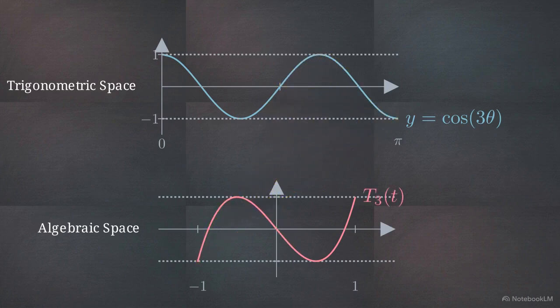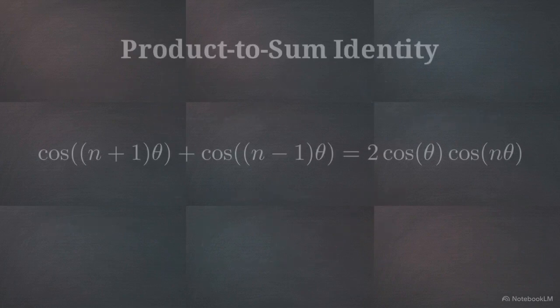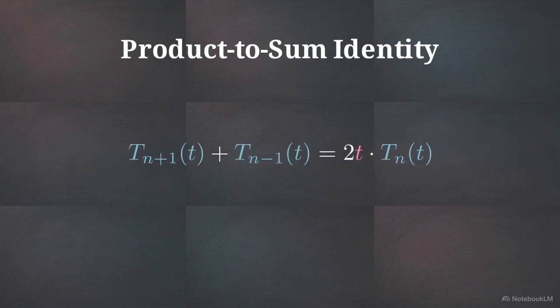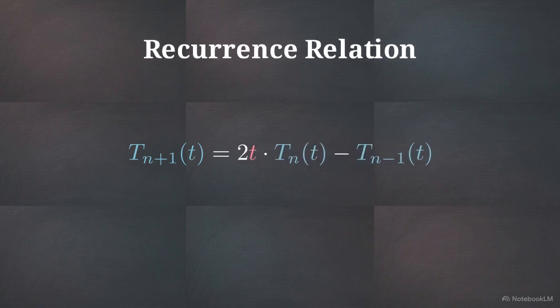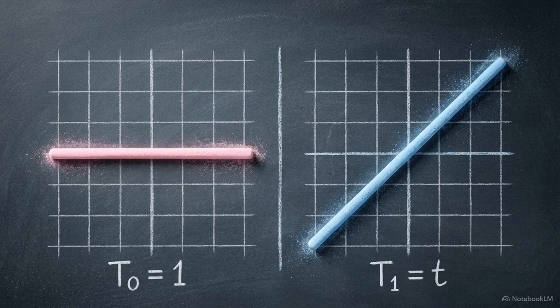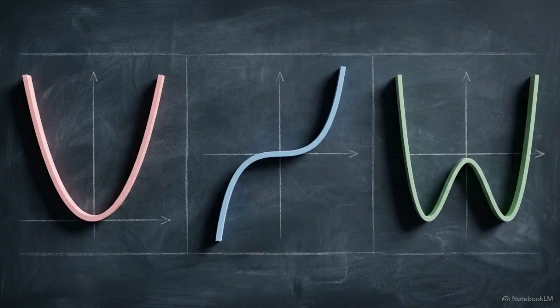t sub n of t. We can prove this trigonometric composition is a true algebraic polynomial using the product-to-sum identity. By replacing the cosine theta terms with the variable t, the periodic motion becomes an algebraic expression. This yields the recurrence relation t sub n+1 of t equals 2t times t sub n of t minus t sub n-1 of t. We generate the family of these polynomials from two base cases. t0 is 1 and t1 is t. Following the recurrence, t2 becomes 2t squared minus 1, and t3 is 4t cubed minus 3t.